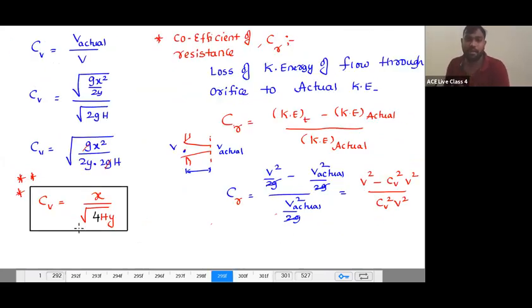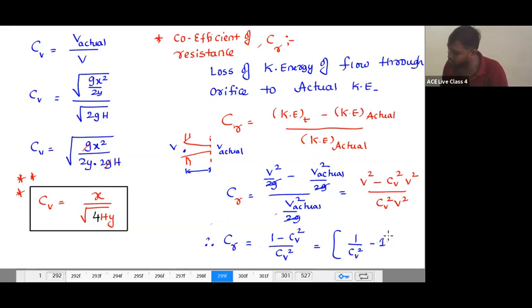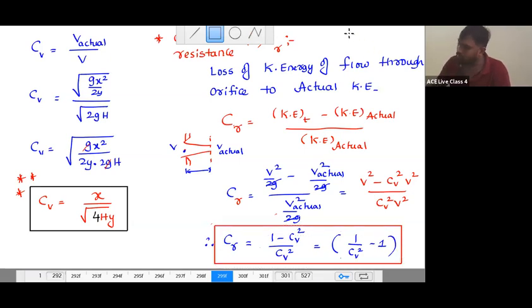What is Cv? x by root of h into 4 into hy. Now you see from here I can eliminate this v square, and this coefficient of resistance can be written as 1 minus Cv square by Cv square, or 1 by Cv square minus 1. Can I write like this? Yes. 1 by Cv square minus 1. Okay.